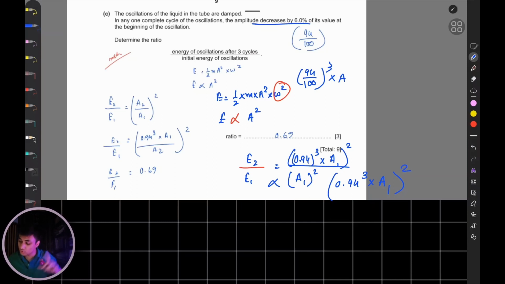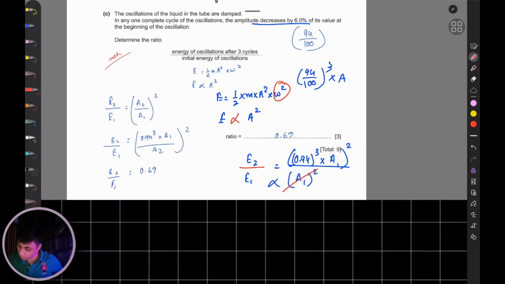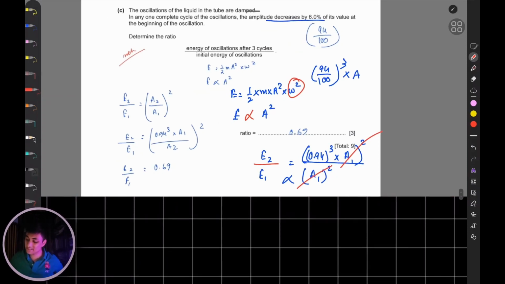And this value you're going to square in the numerator to show that energy is proportional to the square of amplitude. Therefore, I can further simplify this: I can cancel the A1 and A1 off to be left with 0.94 to the power of 3. So my ratio between new energy after 3 cycles divided by your initial energy is going to be 0.94 to the power of 3. And if you calculate this out, it's going to be 0.69. Right? Phenomenal number and phenomenal answer.